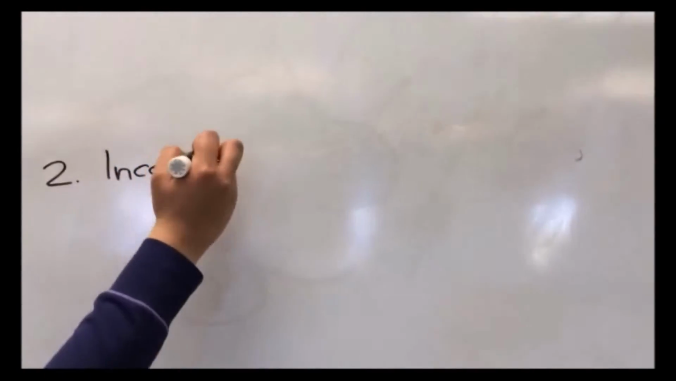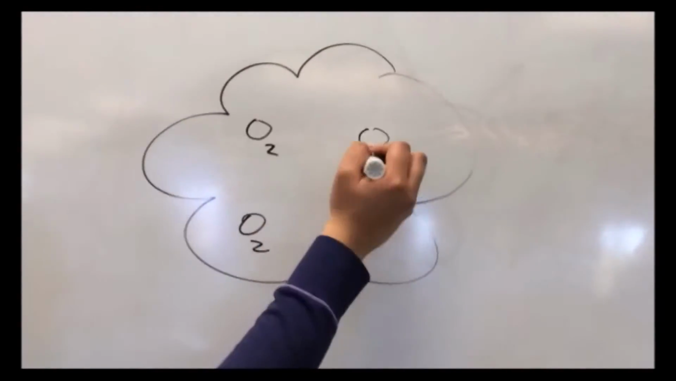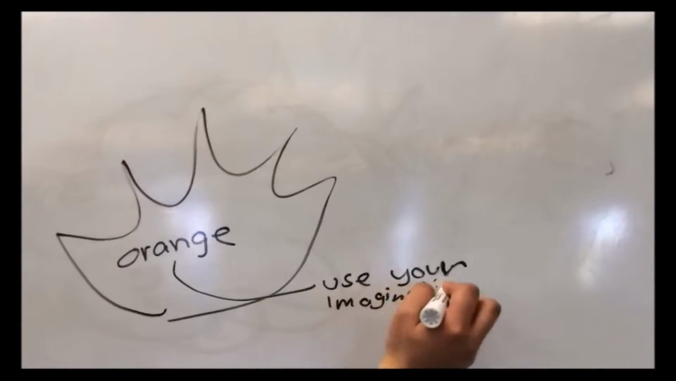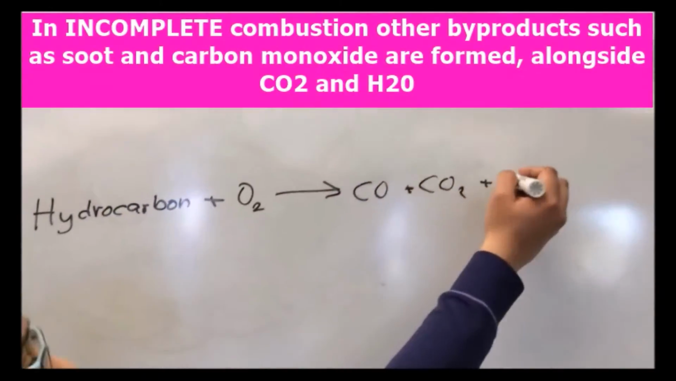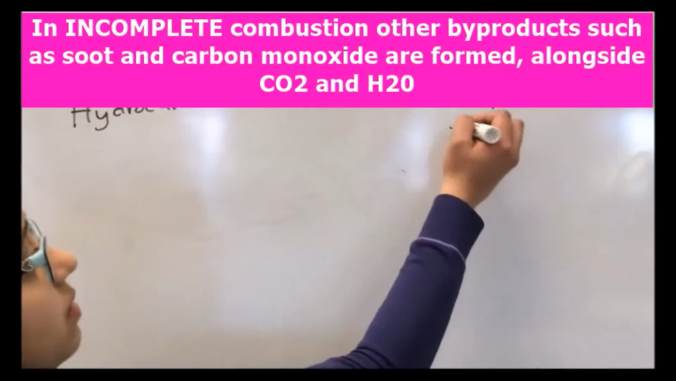On the other hand, incomplete combustion takes place when a combustion reaction occurs without a sufficient supply of oxygen. It is usually characterized by an orange-colored flame. Here is the general formula. Hydrocarbon plus oxygen gas produces carbon monoxide gas, carbon dioxide gas, water vapor, and soot.